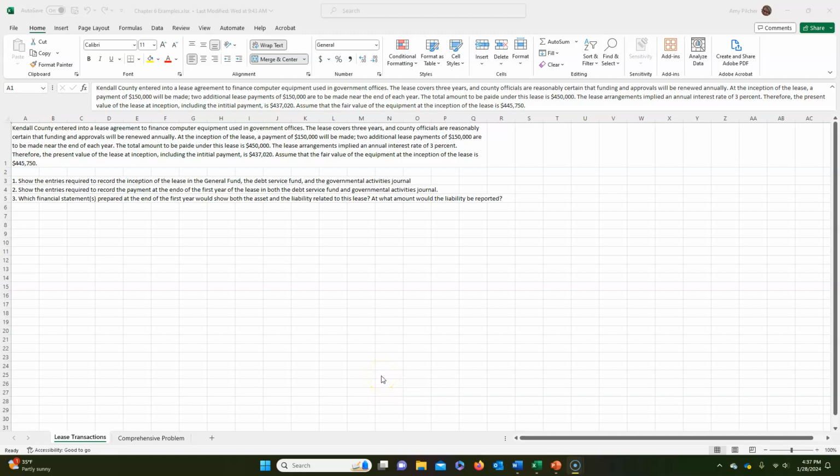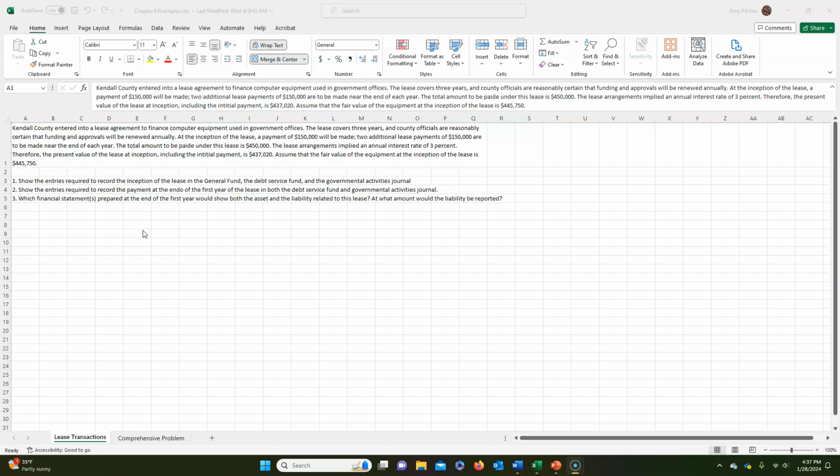In this example, we're looking at Kendall County and a lease that they have to finance computer equipment used in government offices. The lease is for 3 years, and county officials are reasonably certain that funding and approvals will be renewed annually for all 3 of those years.